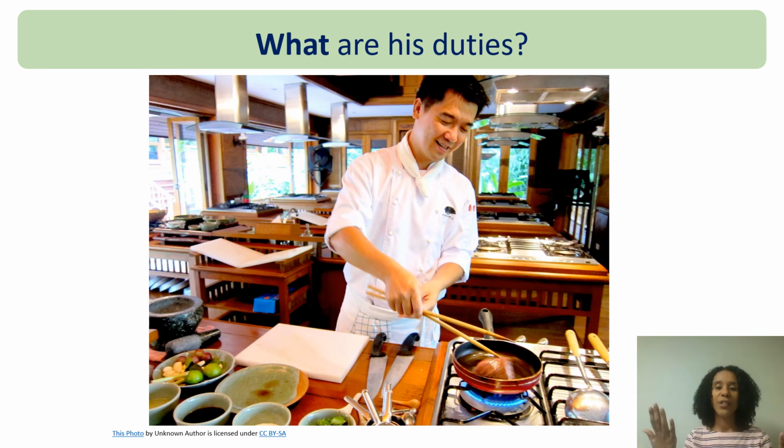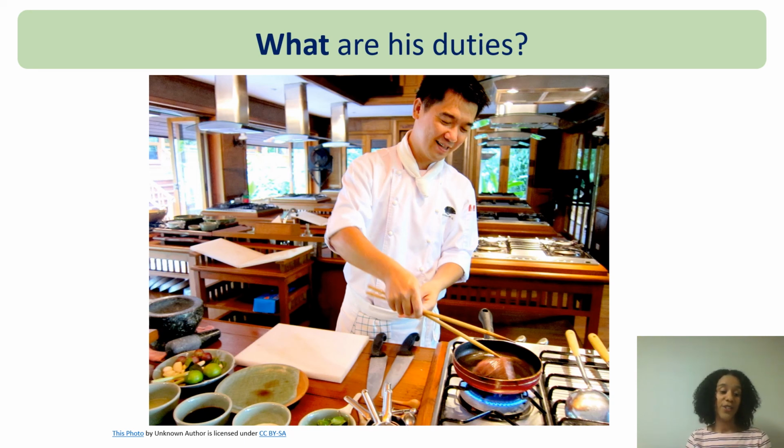So what are his duties? What duties does a chef have? What duties does a cook have? What do they do? Well, a chef has a lot of duties. They have to buy the food for the restaurant. They have to plan the menu. The menu is what things are they going to serve? What things are they going to give people? They have to come up with ideas for what food they want to give people at the restaurant, the menu.